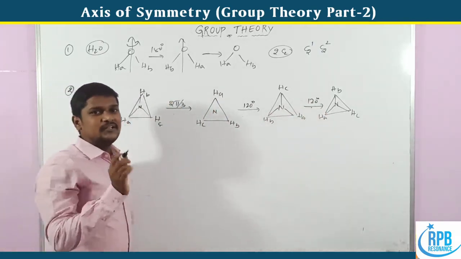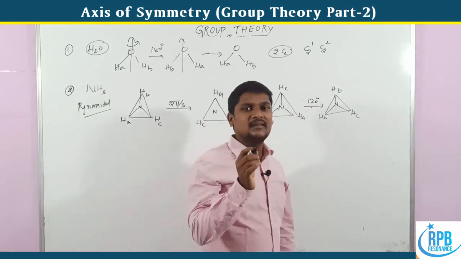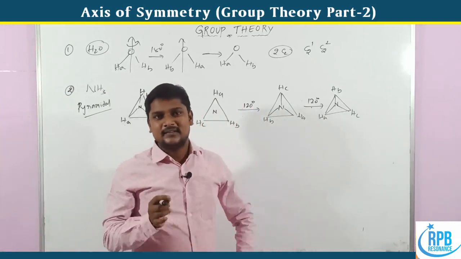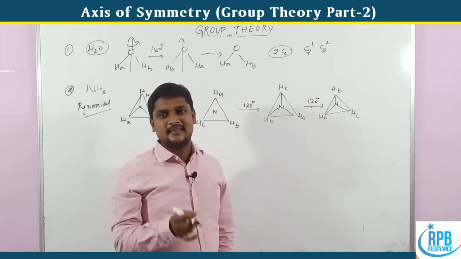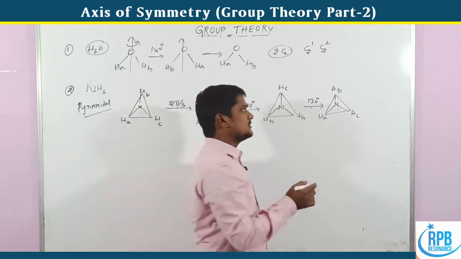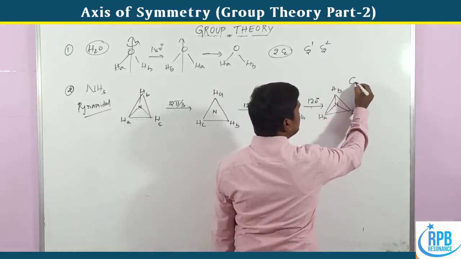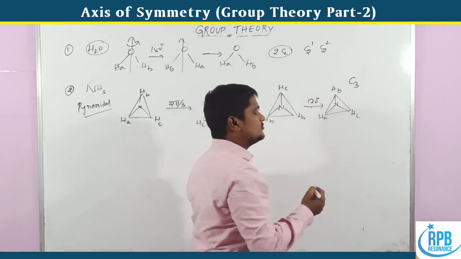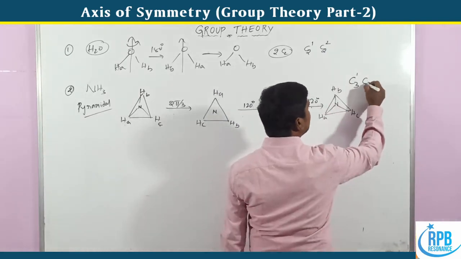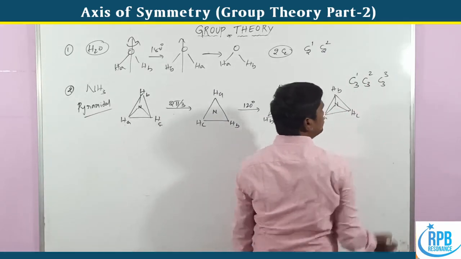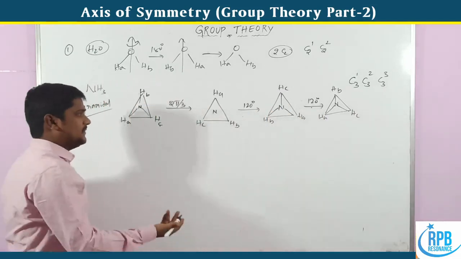So here theta is equal to 120 degrees of rotation. Then the order of the axis is 3. Then it is denoted C3. So here 3 kinds of C3s are there. Those 3 are C31, C32, C33.